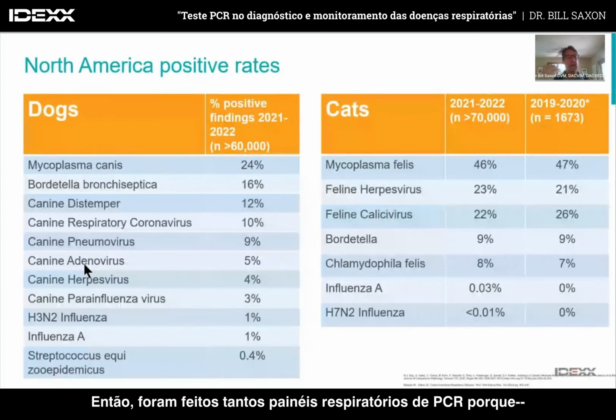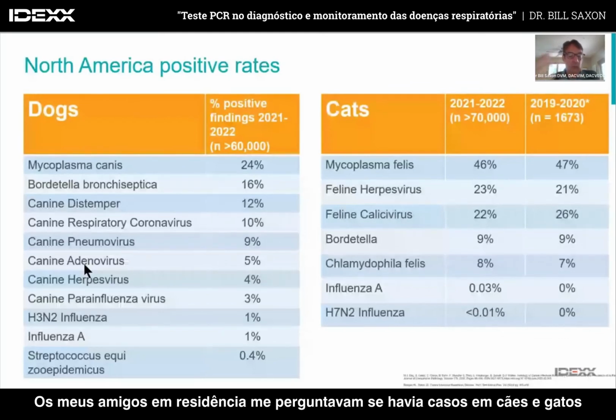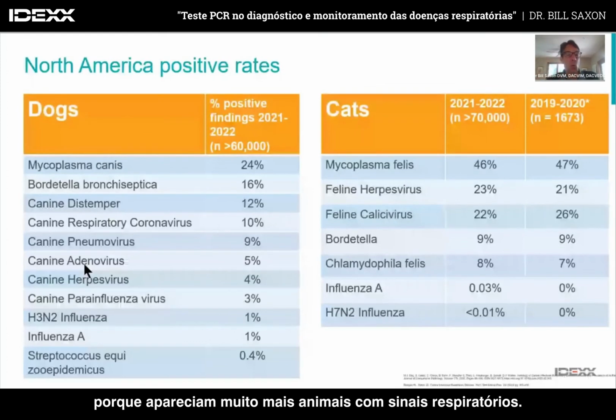So there were so many PCR respiratory panels done because my friends who are still in practice were asking, are you seeing it in dogs and cats? Because I'm seeing way more animals come in with respiratory signs, right? So everyone was concerned. So that's the jump in the number in cats between those two sequential years.